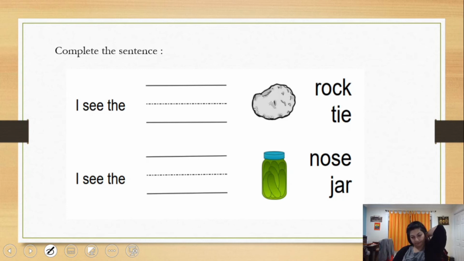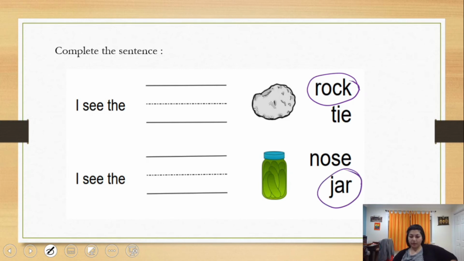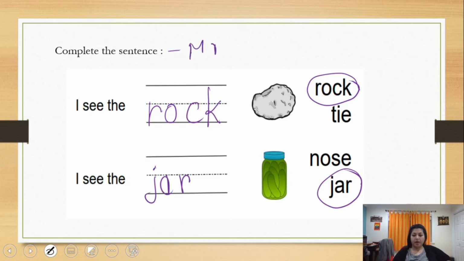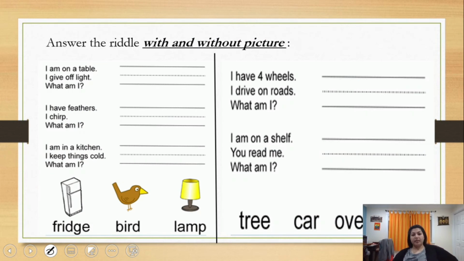Complete the sentence which best matches. I see what? A tie or a rock? Mark first and then write. I see the jar. Simple. So over here, mark first, then write.